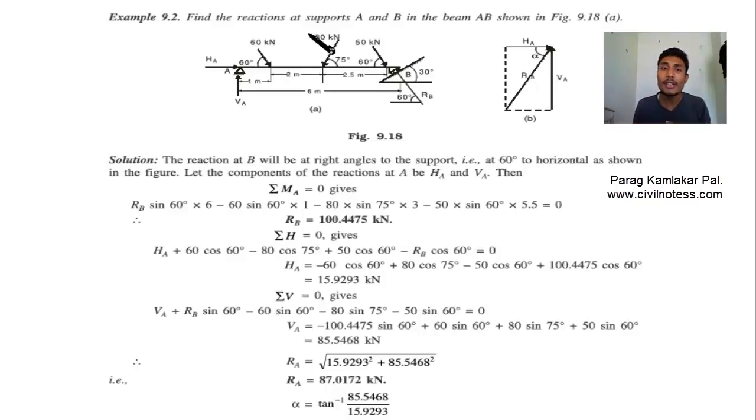Okay, so basically you have to resolve: 60 cos of 60, sine of, 80 cos of 80, sine of, then 50 cos of 50, sine of. That means you have to resolve these things. Now, I am not resolving over here. This is a book example, and I am taking it because some students have a problem with how to solve this numerical.